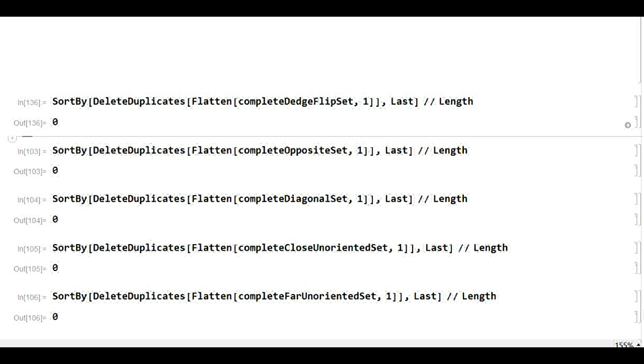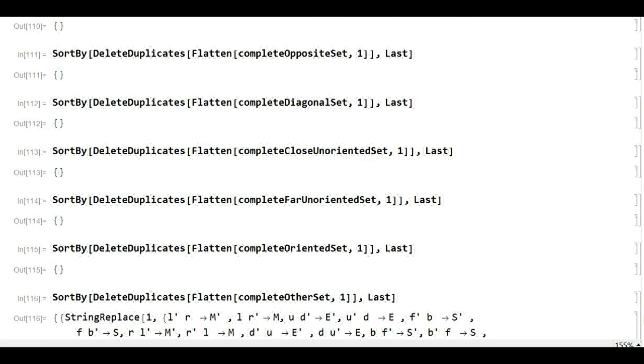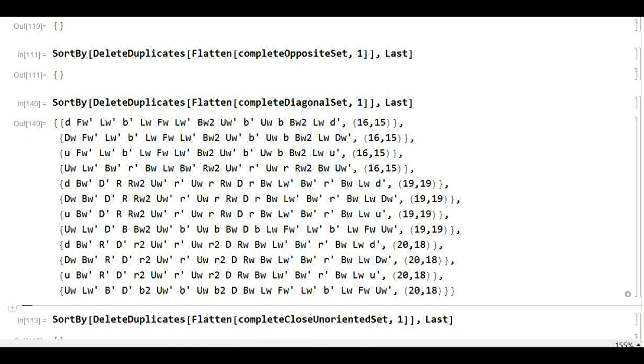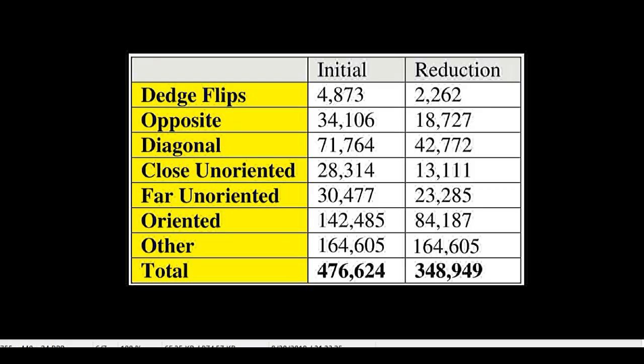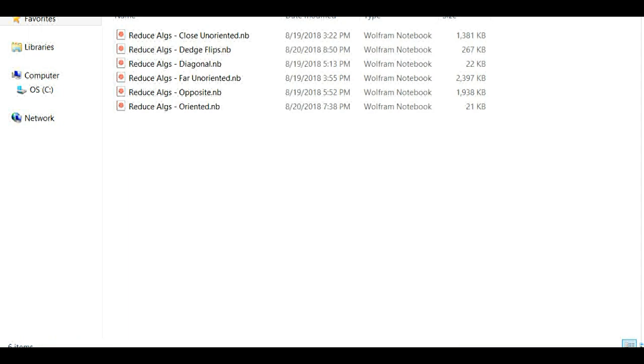0. There are no edge flip algorithms here. 0 opposite. Here 12 diagonal. So since I have 12 of the diagonal, let me just go to diagonal here. So it puts them all into a list and it counts the number of moves of each. And that's basically when I took all of these and I went from initial to reduction with another notebook, which is not officially part of the software system. I wouldn't consider it as eliminating.